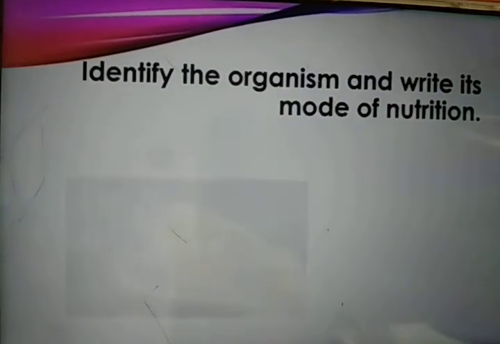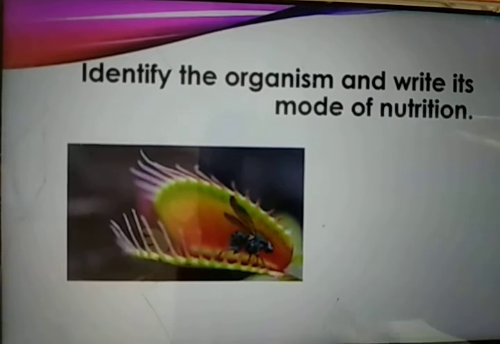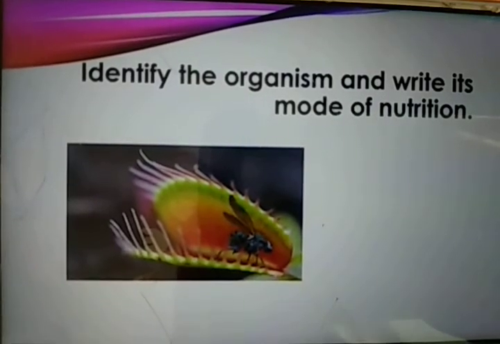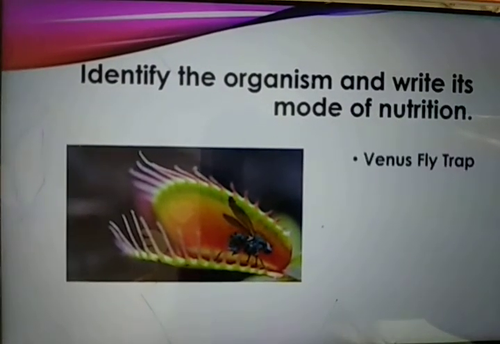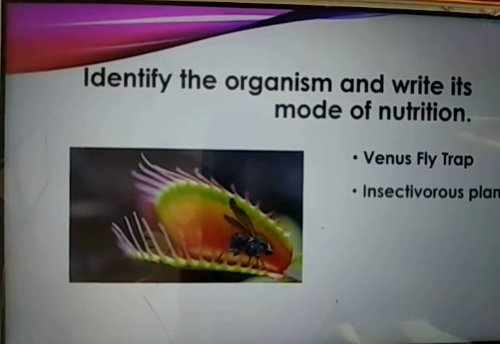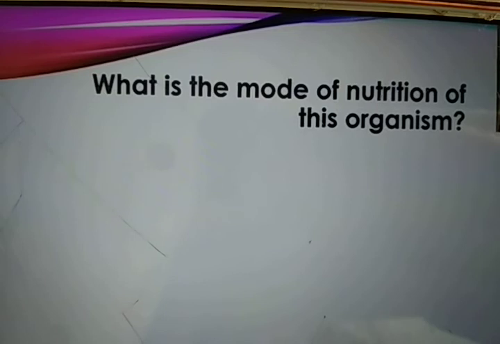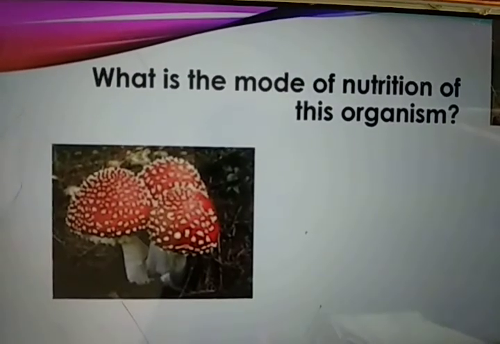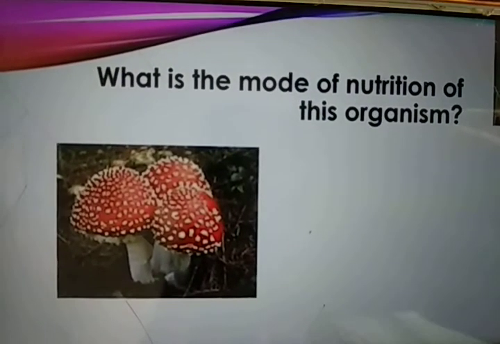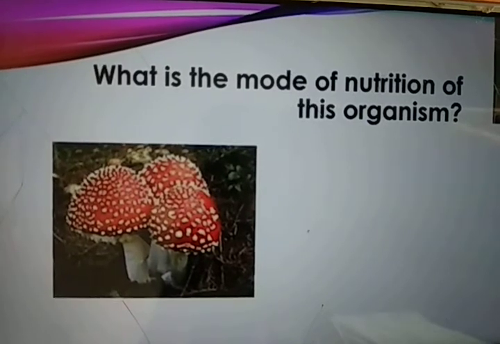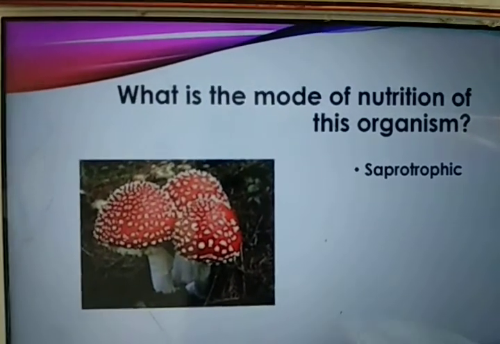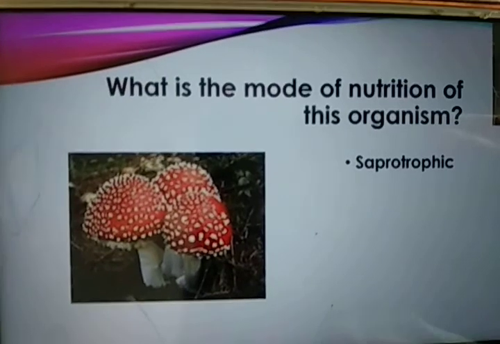Now the next question. Identify the organism and write its mode of nutrition. This is Venus flytrap. And the mode of nutrition is insectivorous plants. Now the next question is, what is the mode of nutrition of this organism? So this is a mushroom and the mode of nutrition is saprotrophic.